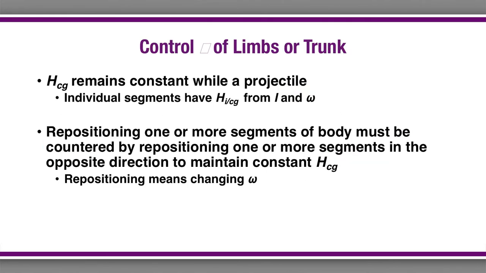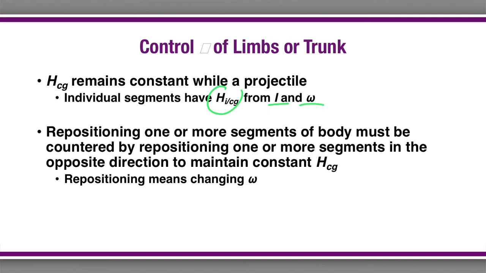When it comes to a body in projectile motion relative to conservation of angular momentum, this angular momentum can stay constant while in a projectile if you don't move segments of the body in an extreme manner. So your initial angular momentum is based off of your initial inertia and angular velocity.